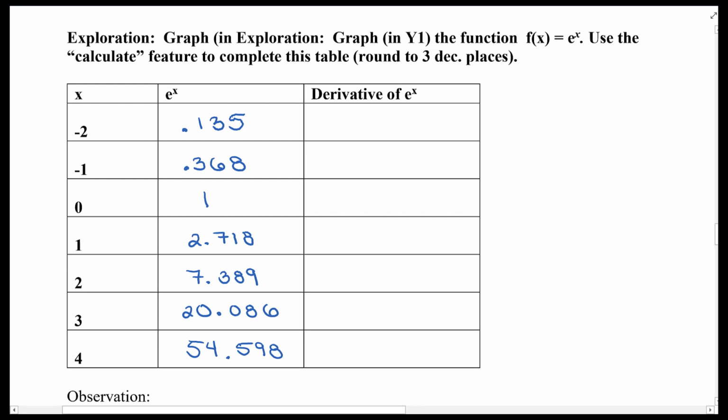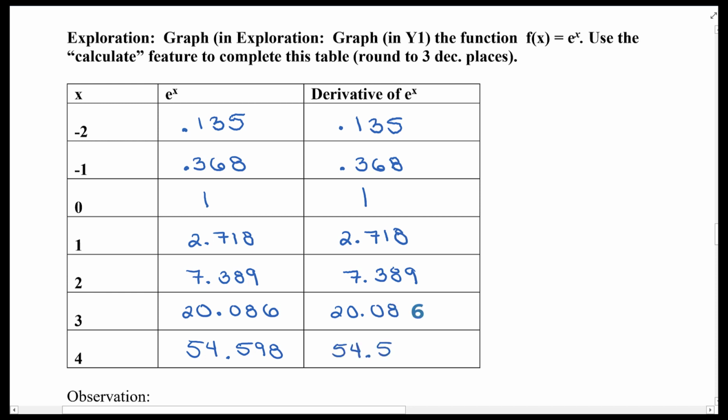Now let's write down the values for the derivative of e to the x. When x is equal to -2, it's 0.135. When x is equal to -1, it's 0.368. When x is equal to 0, it's 1. When x is equal to 1, it's 2.718. When x is equal to 2, it's 7.389. When x is equal to 3, it's 20.086. And when x is equal to 4, it's 54.598. The values are exactly the same.